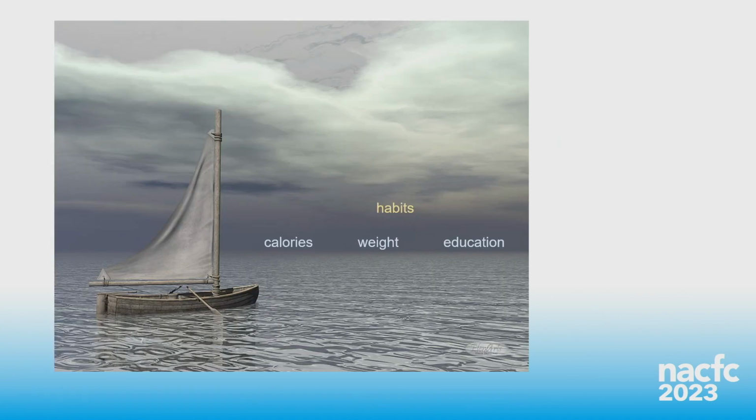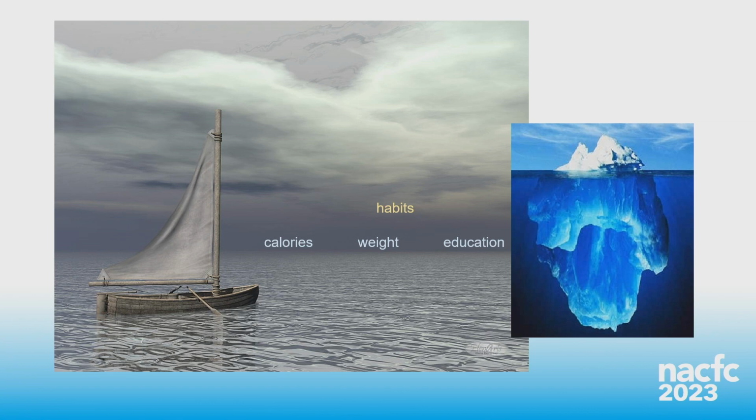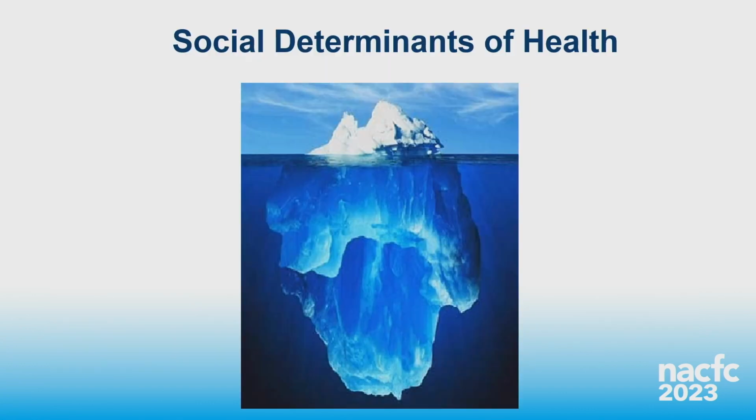Okay, so now we're thinking, all right, we've got something new on the horizon. We're going to include habits. And then, shouldn't we be able to help all our patients? We just give them some education, they change some habits, boom, job done. And that's when we realize we just hit an iceberg. I think of the iceberg as social determinants of health. Because the thing about habits is they're impacted by more than just our willpower. They are highly influenced by our social determinants of health.